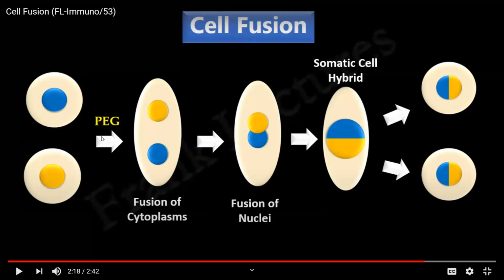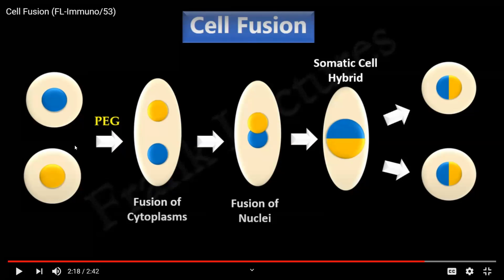So this is what cell fusion is. This particular technique is going to be used during monoclonal antibody production. Here they have shown two different types of cells. Similarly, during production of monoclonal antibodies, two different types of cells will be used. One is the lymphocyte, another is the tumor cell.